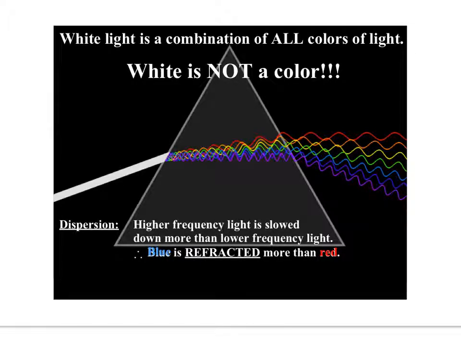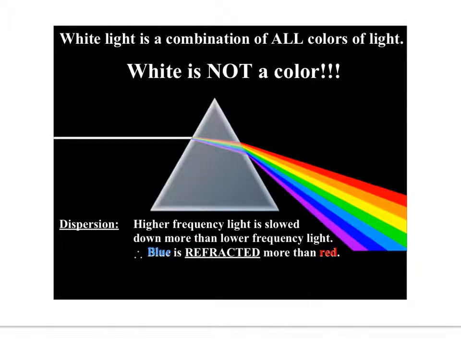This process of separating white light into the colors of the visible spectrum is known as dispersion, and it results from the fact that different frequencies of light are refracted by different amounts. Higher frequency light will be slowed down more than lower frequency light, which for us means that blue light is refracted more than red light and is seen to bend more when passing through a prism. Now, of course, when we pass white light through a prism, we don't see individual light waves. What we get instead is a continuous spectrum of color that results from this process of dispersion.